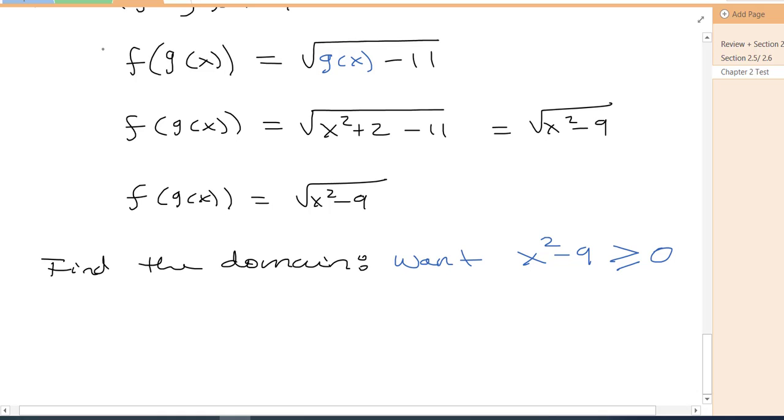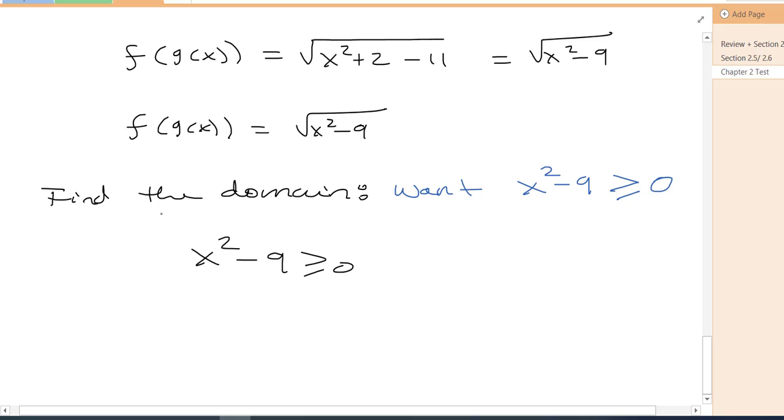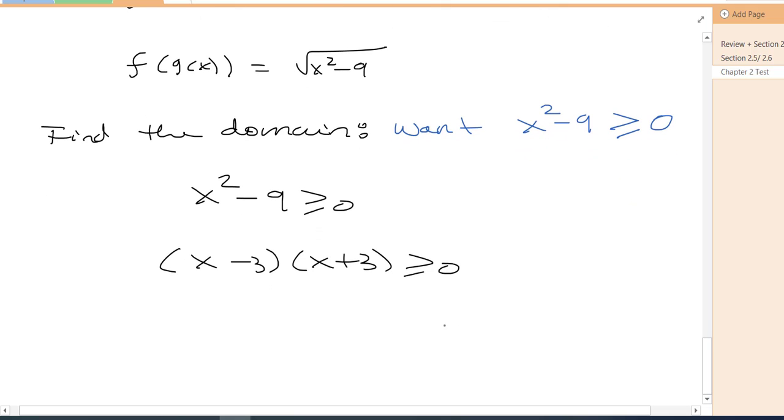And so at this point, we're back to things that we did in chapter 1, where we want to solve this inequality. It's a higher order, nonlinear inequality, so we have to factor first. So this factors into x minus 3 times x plus 3 greater than or equal to 0. And then we draw the number line, right? Don't do each one greater than or equal to 0 and then solve it that way.